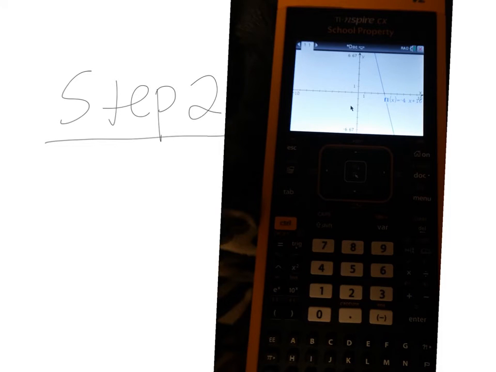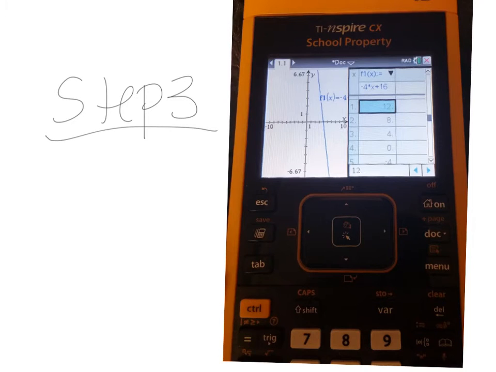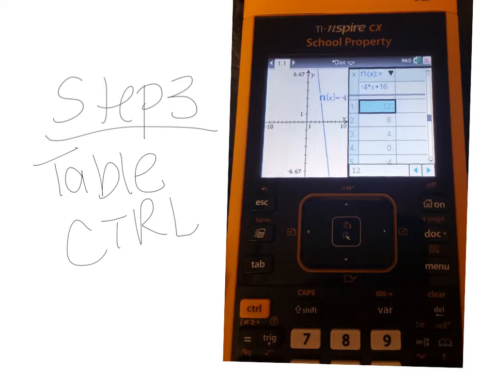It's going down, and we're going to see what it looks like on the table. Now we're going to move on to step 3. Alright, so now you're going to try to get a table. How you're going to do that on your calculator is, once it looks like a graph, you're going to press Control T. Control is a yellow button and T is on the bottom, and it's going to look just like this table. If it doesn't work, then try to ask your partner next to you, but you should see the screen on the board.